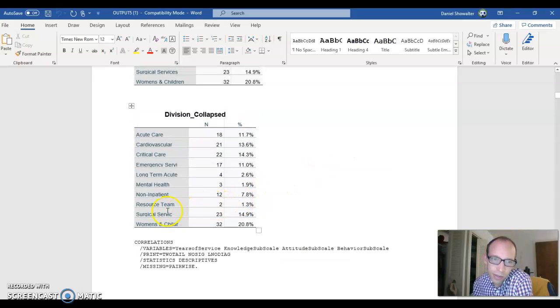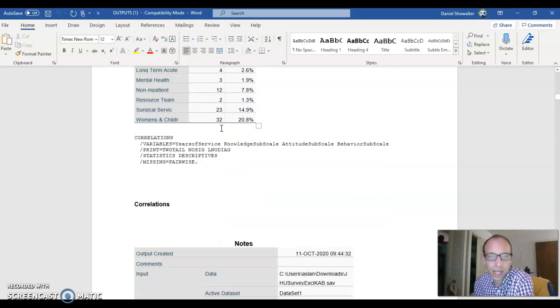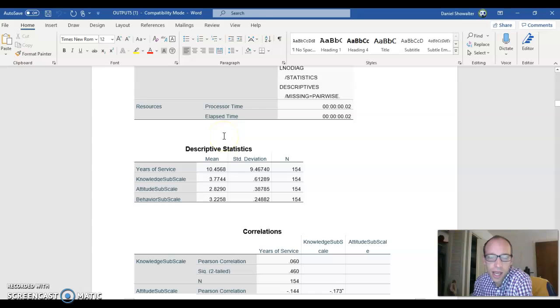There are still some groups here that only have 2, 3, 4. That's pretty low, but I don't know that it's worth taking them out at this point. Just go ahead and leave it in. Maybe mention it in your limitations. It does come into play a little bit later when we run the ANOVA, and I'll mention that.